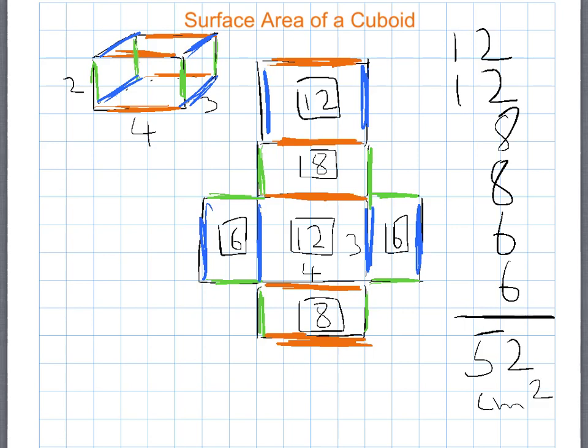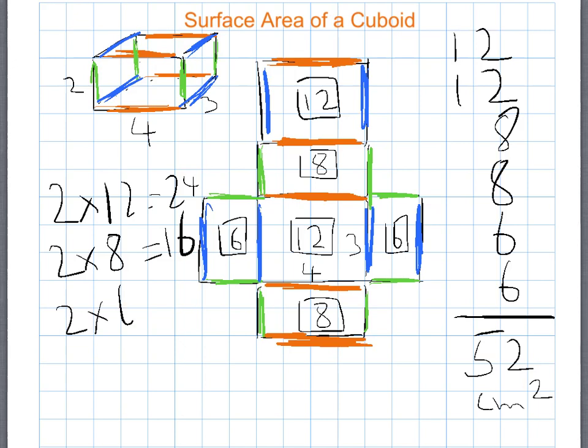Now the quick way of getting that 52, you can see that I've got 2 lots of 12, 2 lots of 8 and 2 lots of 6. So if you want to, you can say 2 times 12 is 24, 2 times 8 is 16, and 2 times 6 is 12. And then when you add these 3 numbers together, you get 52. Of course, it will be the same answer, 52 centimetres squared.